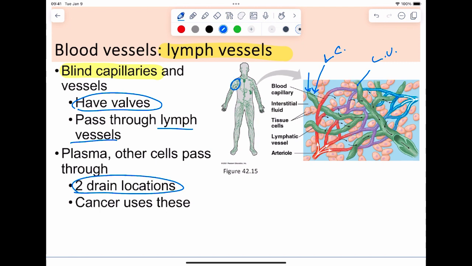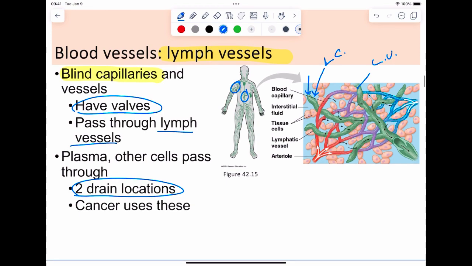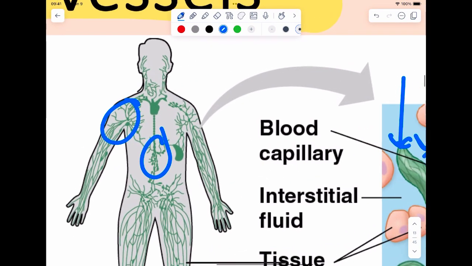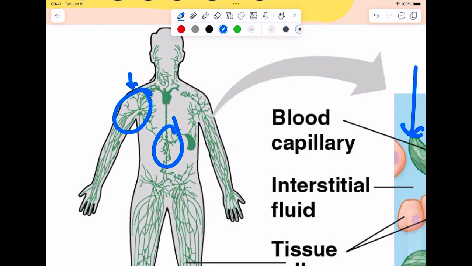One of them is going to be on your right arm. The other is going to be in the middle of your chest. It's why if you have the radical mastectomy, it's your right arm and only your right arm that swells up. Because that's in your chest, that's where the drop-off point is. And when you have a radical mastectomy, that part here that I circled, that's chopped out. So all of this drainage here doesn't happen. And your arm's going to swell up.